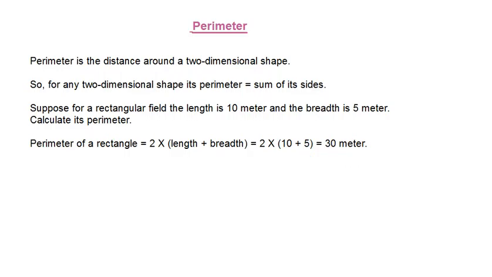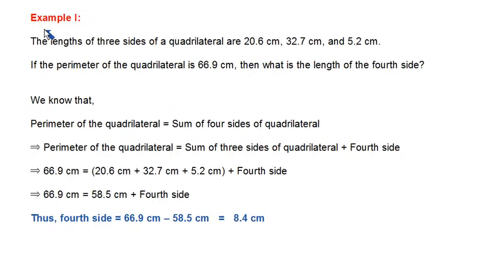Let's go for some examples. Example 1. The lengths of 3 sides of a quadrilateral are 20.6 cm, 32.7 cm and 5.2 cm. If the perimeter of the quadrilateral is 66.9 cm, then what is the length of the fourth side?